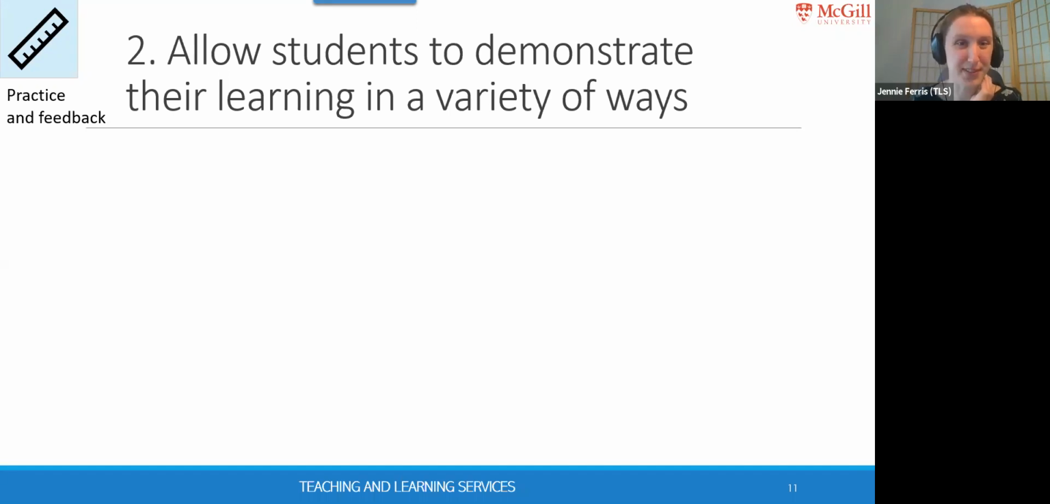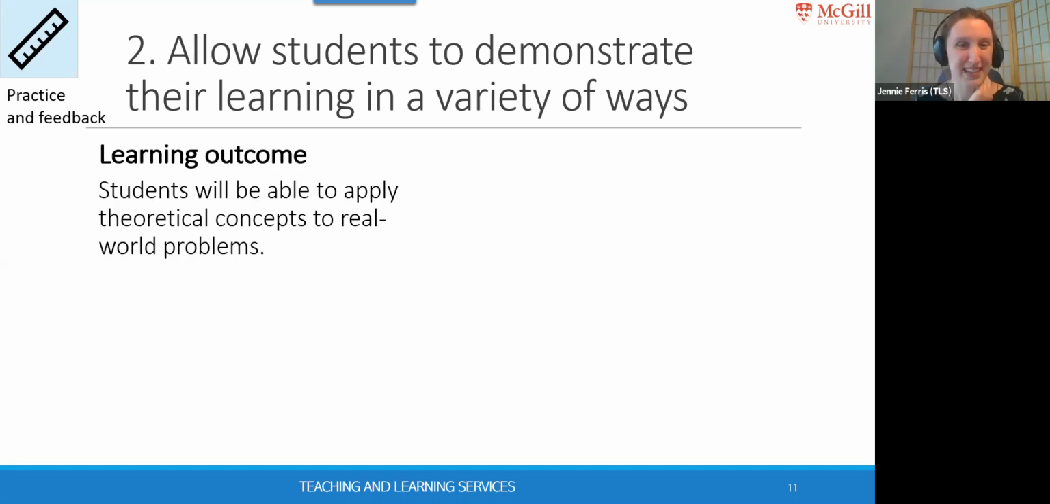So principle number 2 of allowing students to demonstrate their learning in a variety of ways. We wanted to give you an opportunity for practice and feedback in applying these ideas. So the next animation on the slide that can come up is going to be a learning outcome that probably looks familiar to you because we saw it just a couple of slides ago. Students will be able to apply theoretical concepts to real-world problems.